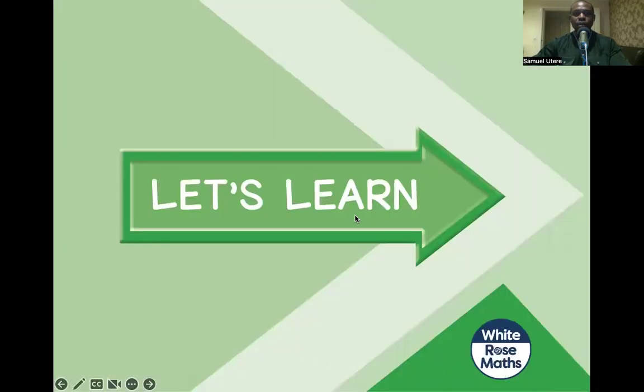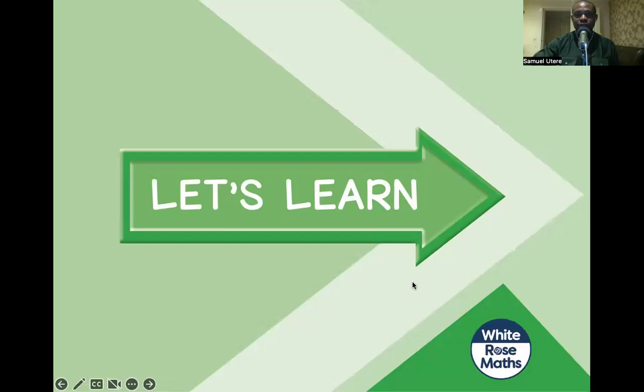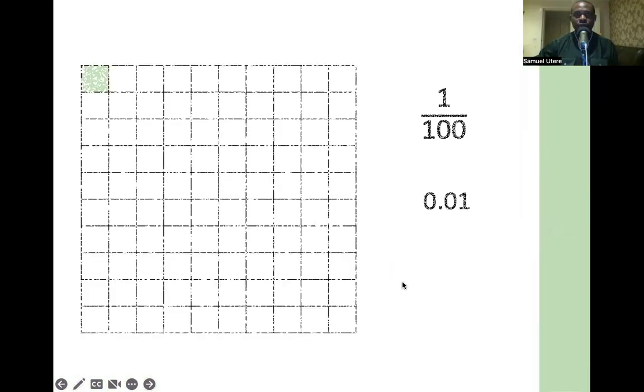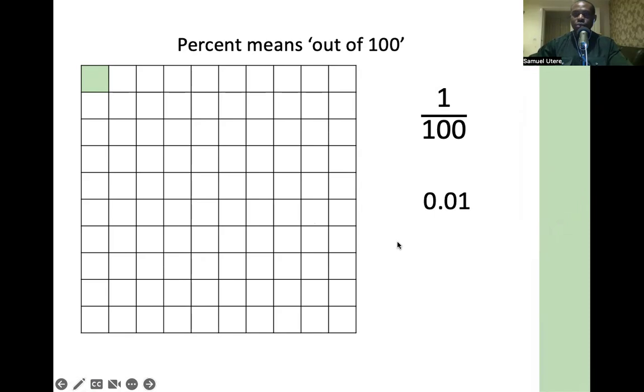Well done. Let's do some new learning. In our first example, we're going to look at this example here. Now, percent means 1 out of 100. So when we are asked to represent this in the 100 square as a fraction, we're going to write it as 1/100. Okay, 1 over 100. Remember, that is the same thing as 0.01. Now, because percent means out of 100, we're going to say this is 1%.